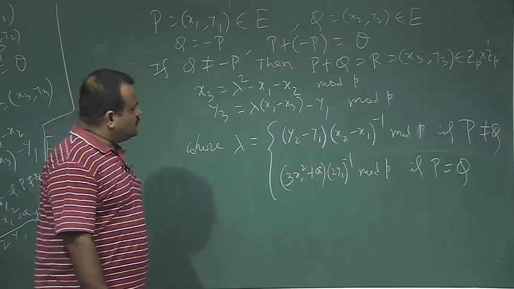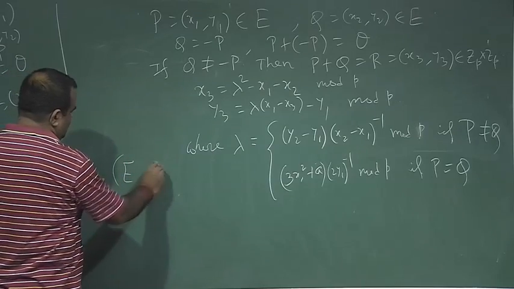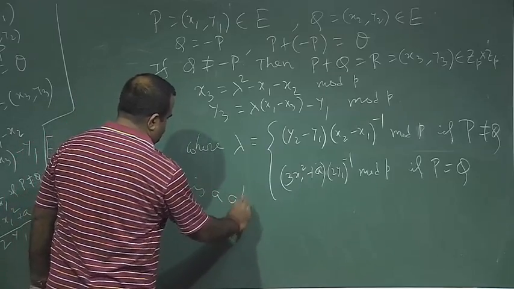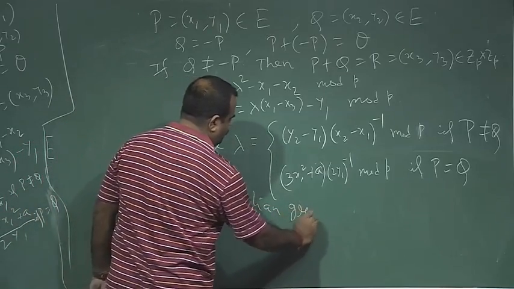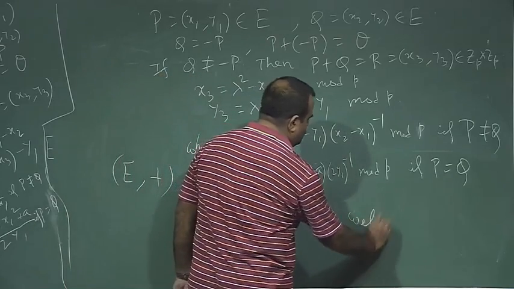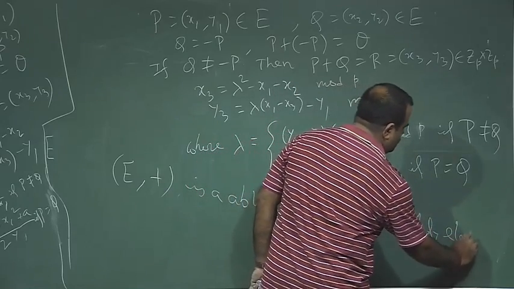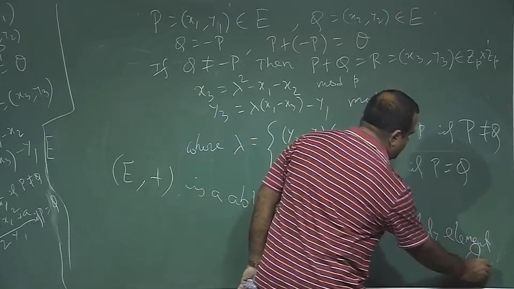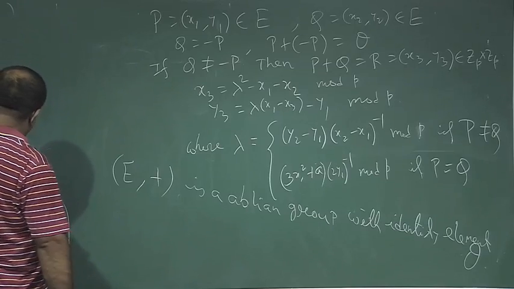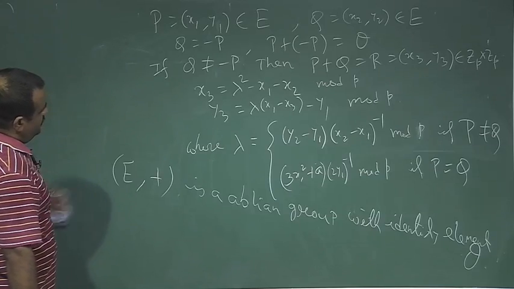And now the question is this. So, this will also form a group. We have seen that E along with this addition is an abelian group with identity element, that point at infinity. Okay. Now, the question is how we can find the points of the elliptic curve over Zp.